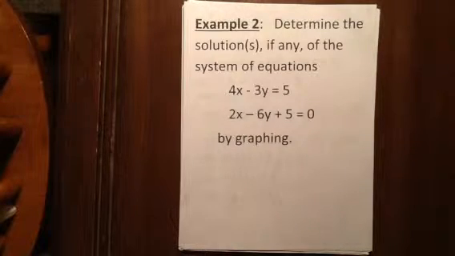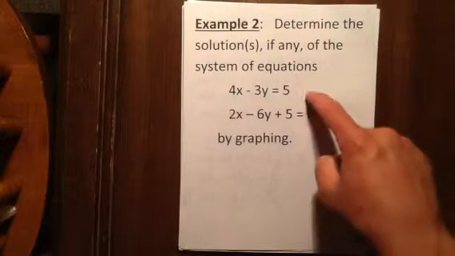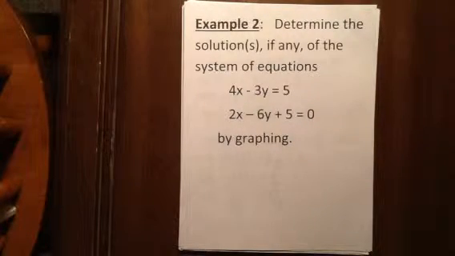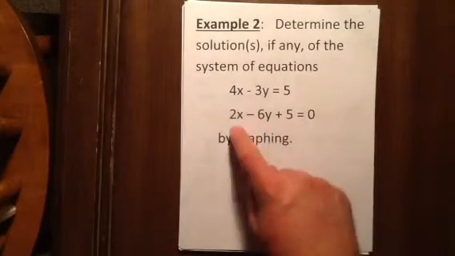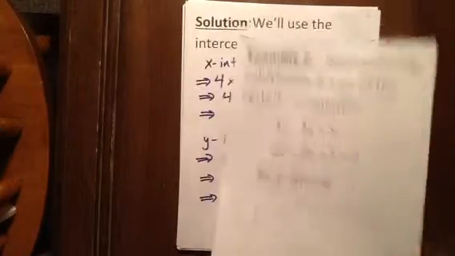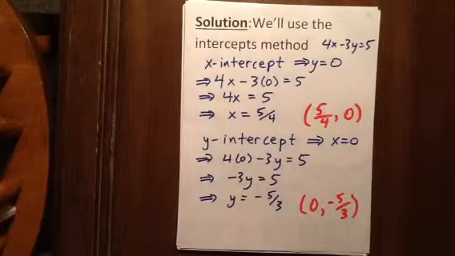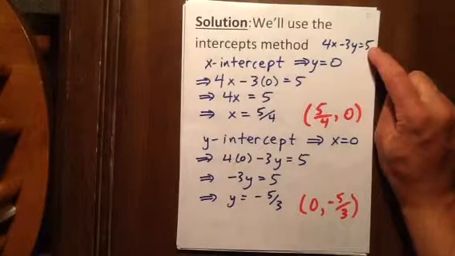Alright, for this question, we're going to determine the solution or solutions, if any, of this system of equations, and we're going to do it by graphing. We've got two equations and two variables, so we have a chance to find a solution. We're going to use the intercepts method to graph this.